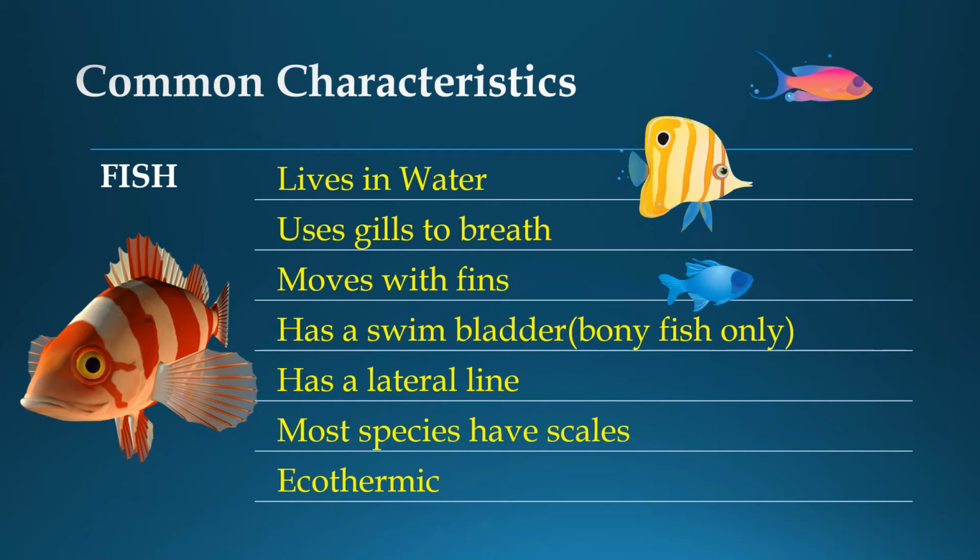Now, let's see the characteristics of fish. We're going to learn about the common characteristics of fish. Fish live in water. They use gills to breathe, move with fins, and have a swim bladder. The bony fish only have a swim bladder and have a lateral line. And most species have scales. They are ectothermic.